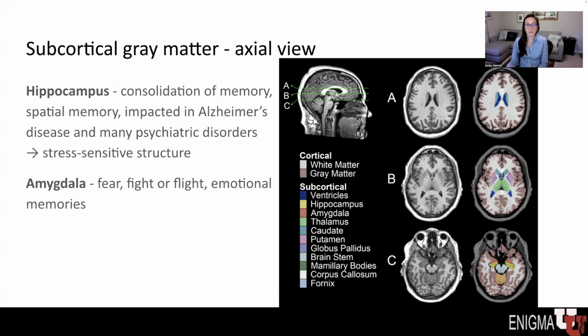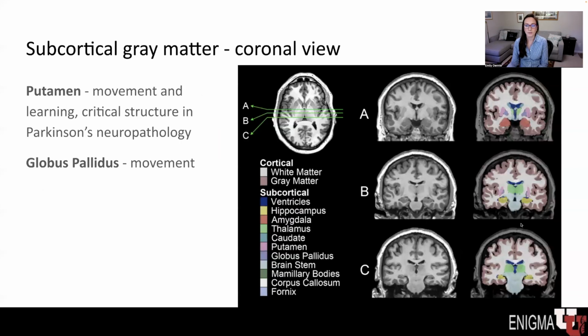It is one of the first and most highly impacted regions in Alzheimer's disease, which makes sense because it's a disorder of memory. It's also impacted in many different psychiatric disorders, so it's not really specific to any particular disorder. It seems like it might be just a generally stress-sensitive structure in the brain. We have the amygdala here in red. The amygdala is important for fear processing, so it's responsible for your fight or flight response, and it is critical for emotional memories.